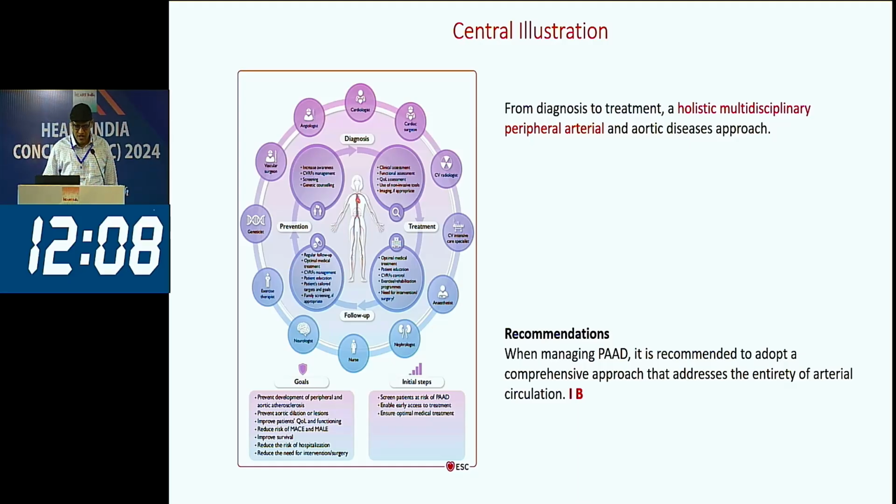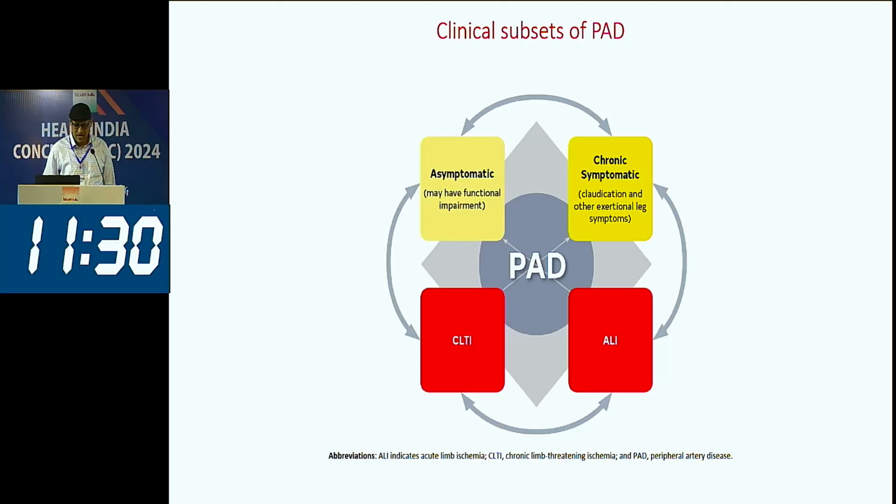So for the diagnosis and treatment, they propose a holistic multidisciplinary peripheral arterial and aortic disease approach, and this approach includes all spheres of medicine, with nephrologist, cardiologist, cardiothoracic surgeon, anesthesiologist. So the guidelines have a class 1 recommendation that you should adopt a comprehensive approach that addresses the entirety of the arterial circulation once you are managing peripheral arterial diseases.